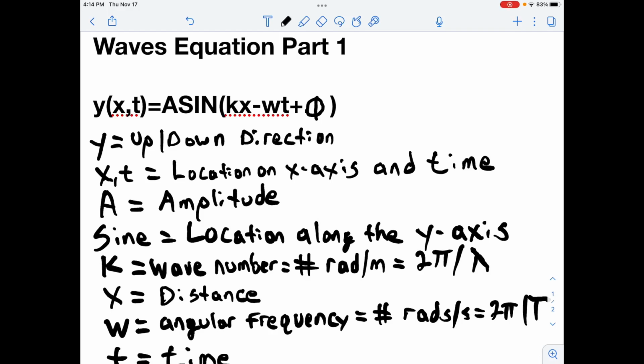Real quickly, I'm going to go over the anatomy of this wave equation. y(x,t) equals A sine of kx minus wt plus phi. You will use this equation if you're trying to locate something on the y-axis at a particular place along the x-axis at a certain time.